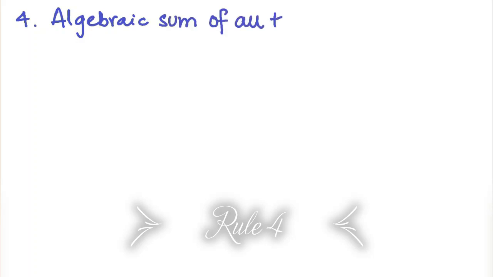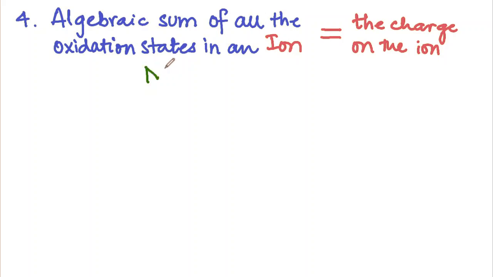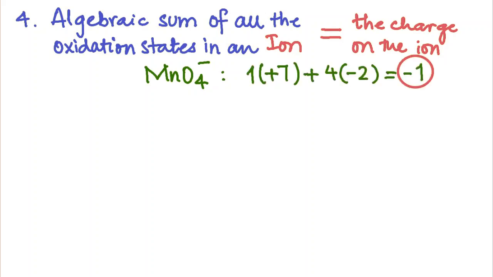Now the next rule which we're going to learn about is for an ion or radical. The algebraic sum of all the oxidation states in an ion is always equal to the charge on that ion. For instance, MnO4 having a charge of -1 could be mathematically written as this equation, in which we can see that the charge of MnO4 is -1.